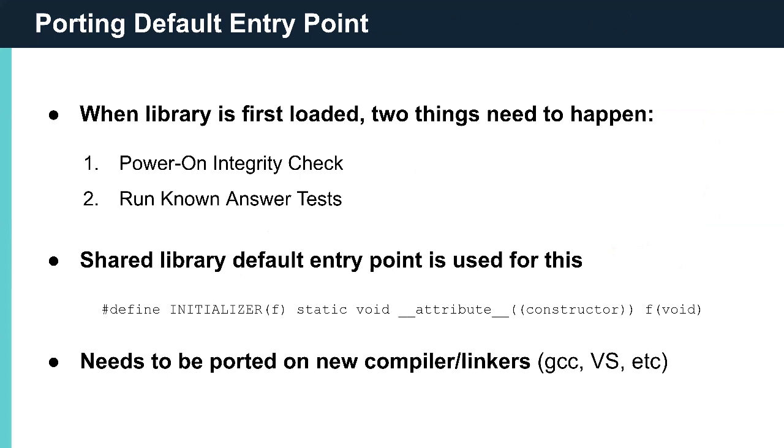When a FIPS library is first loaded, 2 things automatically happen. There's a power on integrity check, which is an HMAC SHA-256 over the object files within the boundary of wolfCrypt FIPS. And that guarantees that the object files haven't changed between compile time and runtime. We also run a set of known answer tests for all algorithms inside the boundary to make sure the algorithm is working correctly at runtime. For the default shared library entry point, we use on GCC the constructor attribute that you can see listed here in the middle, and that does need to be ported depending on the compiler being used.